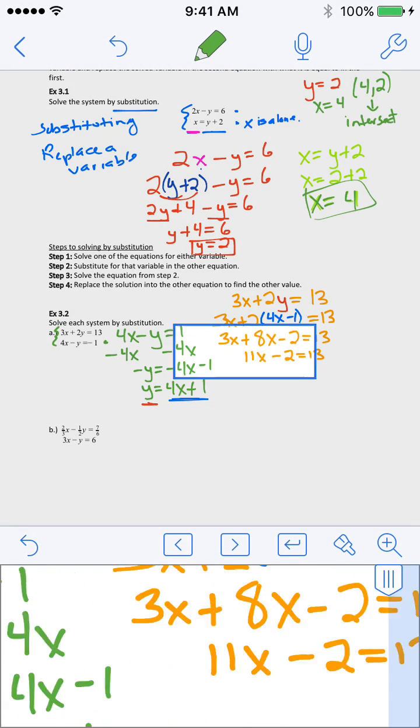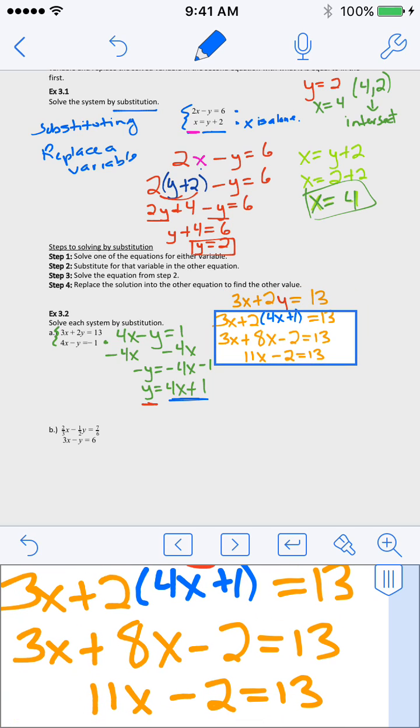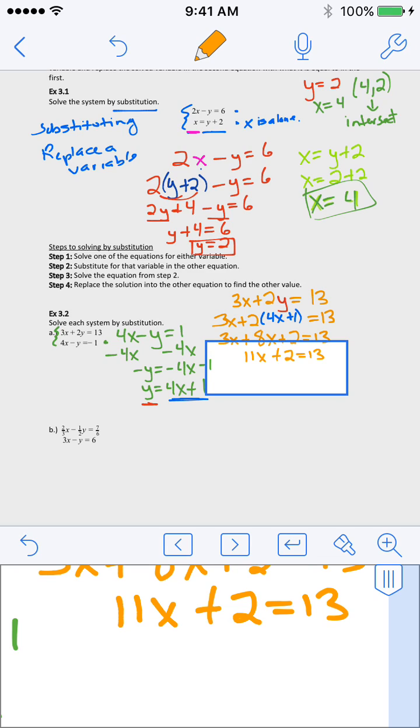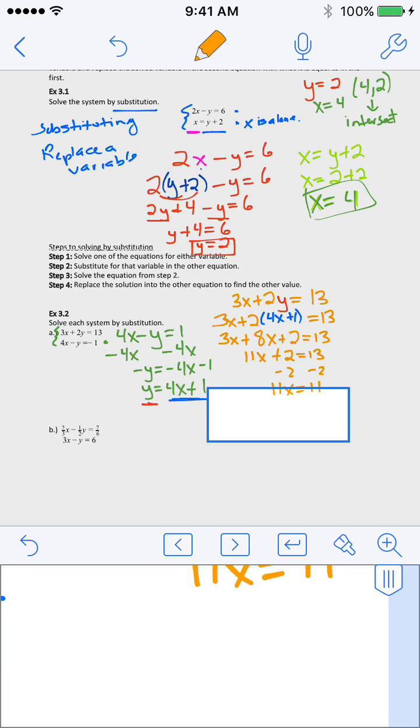Negative 1, so 4x plus 1, which means this blue should have been a plus, which means this 2 should be positive. Sorry about that. Probably wondering why I'm so crazy. Alright, and then we'll subtract the 2 from both sides, and you get 11x equals 11, or x is equal to 1.